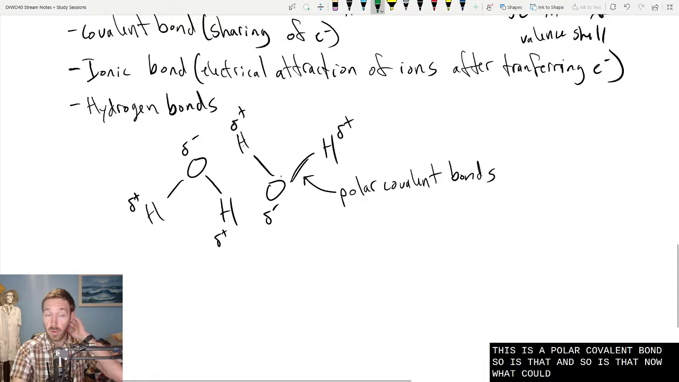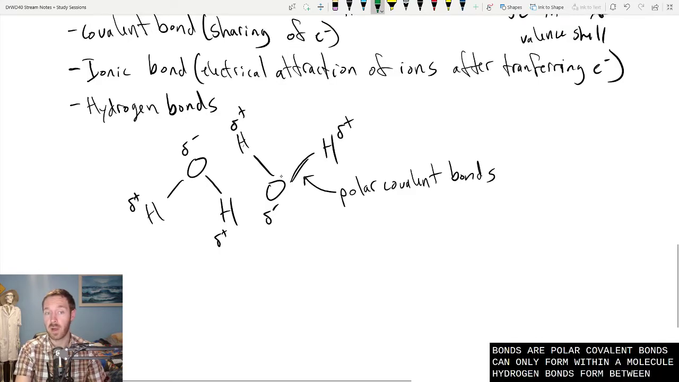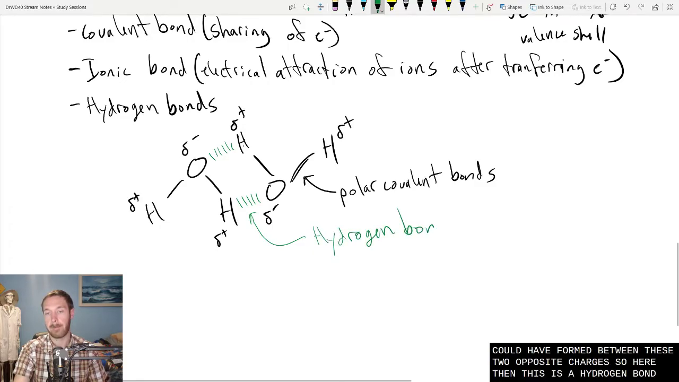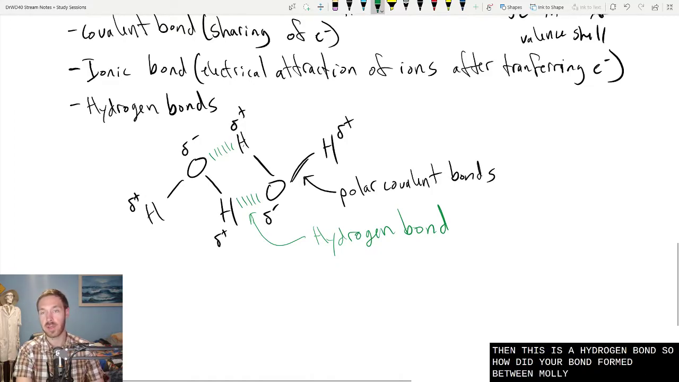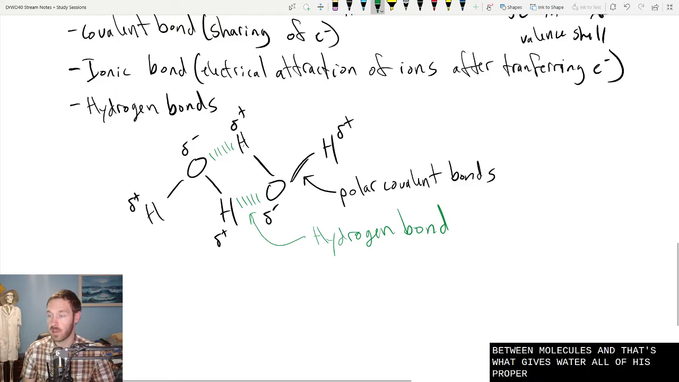Now what could form are hydrogen bonds. Polar covalent bonds can only form within a molecule. Hydrogen bonds form between molecules. So right here, a hydrogen bond involves a hydrogen and another electronegative atom. These dashed lines represent hydrogen bonds that could have formed between these two opposite charges. So here, this is a hydrogen bond.